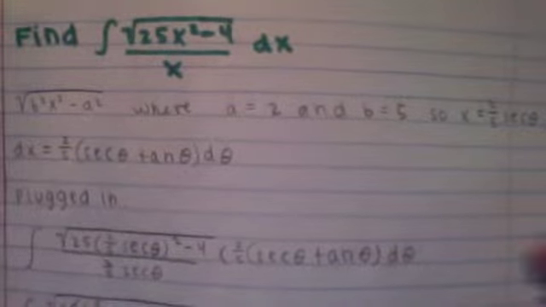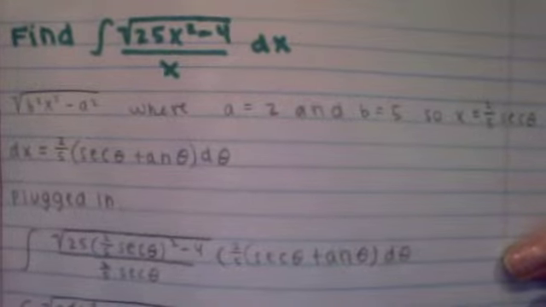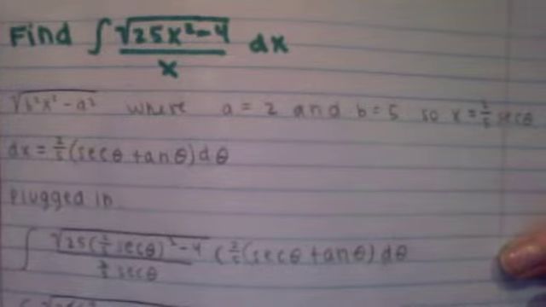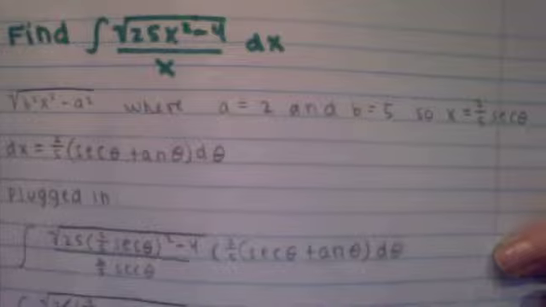Then we take the derivative of x, and we get dx equals 2 over 5 times secant theta times tan theta d theta. Now that we know what x and dx are, we can go back and plug in. So we get the indefinite integral of the square root of 25 times 2 over 5 times secant theta squared minus 4 over 2 over 5 secant theta times 2 over 5 times secant theta times tan theta times d theta. We do a lot of canceling out.